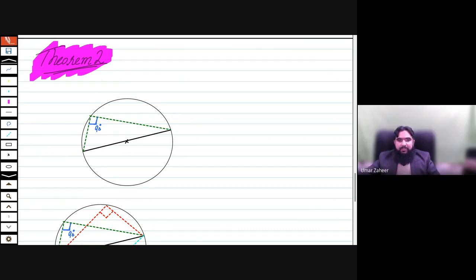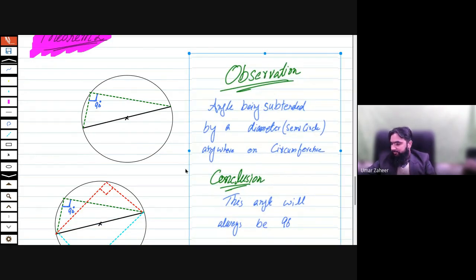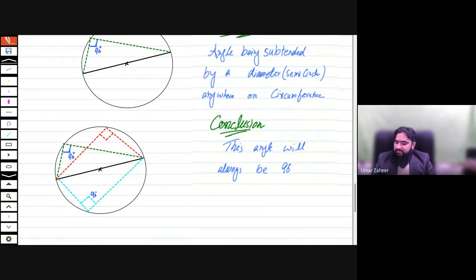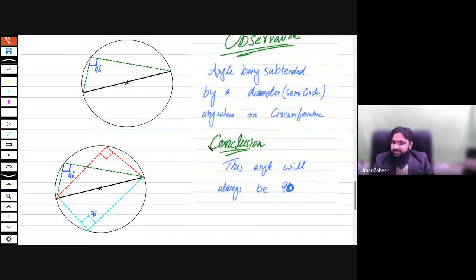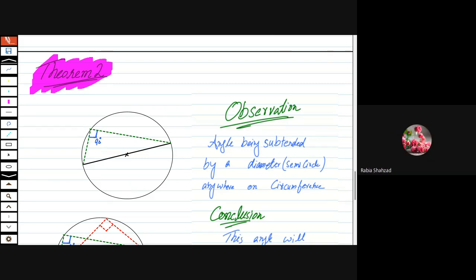All right. So let's look at the observations and conclusions. The observation is an angle subtended by a diameter or a semicircle anywhere on the circumference. We can conclude that the angle will always be, not 96, it is 90 degrees. Okay? Yes, sir. Any confusion about theorem 2? No, sir. All right.